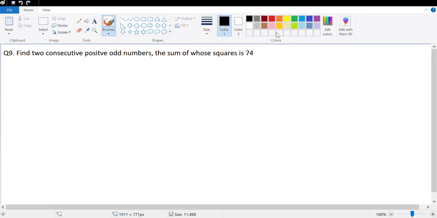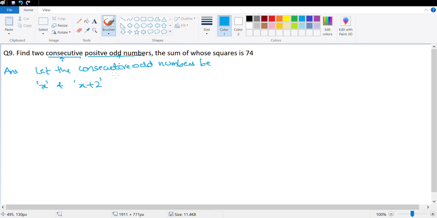Yes, question number 9. So question number 9 says find two consecutive positive odd numbers, the sum of whose square is 74. So the trick here is these are consecutive and these are odd. So let the consecutive odd numbers be x and x plus 2. Right? These are consecutive odd.